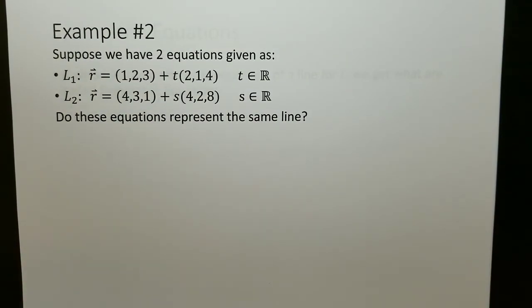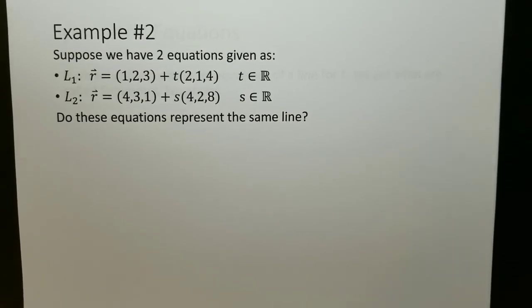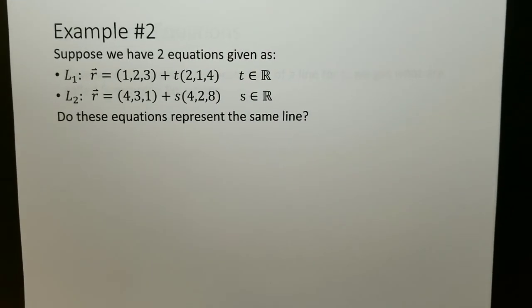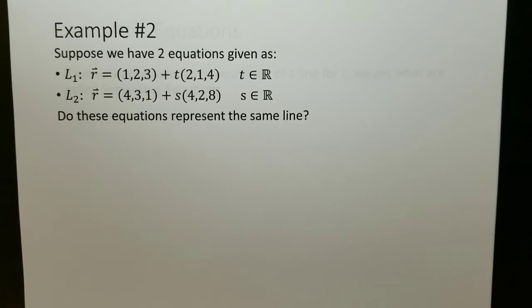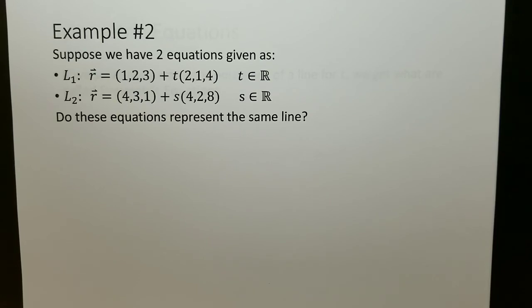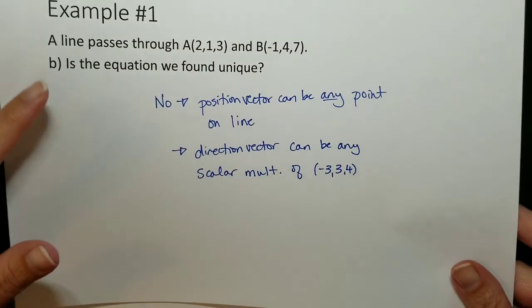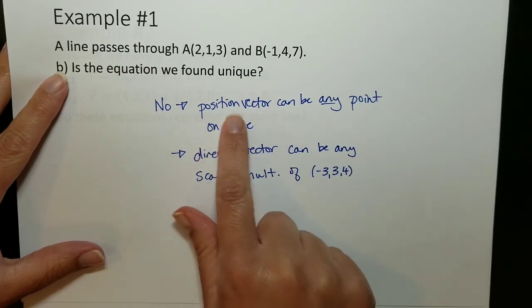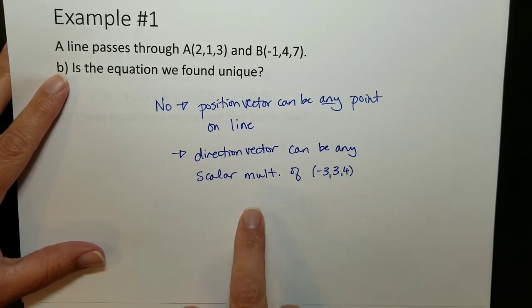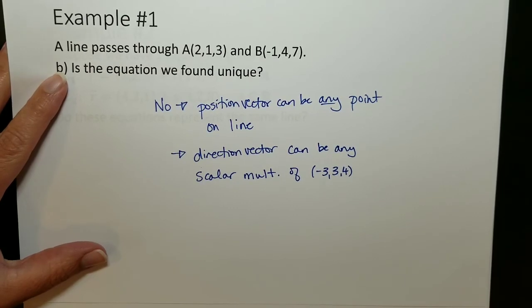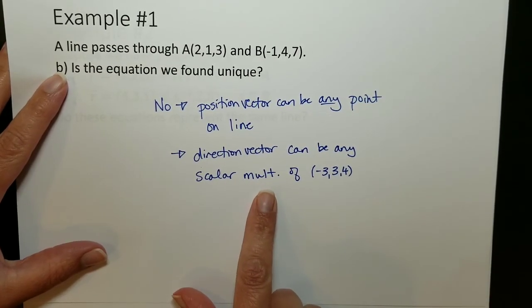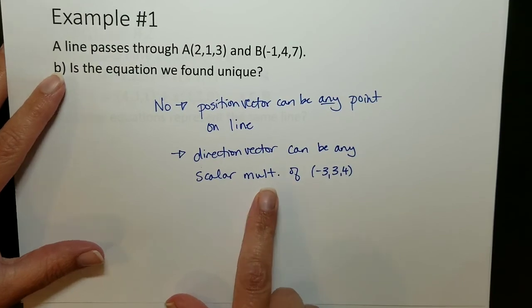So here, for example number 2, we're given two different equations of a line, two different lines. We want to know, are these the same line? Remember, we can use any point on the line. When we talked about whether these were unique, it could be any point on the line, and the direction vector had to be a scalar multiple. So this is probably the easiest to see. Are the direction vectors scalar multiples?